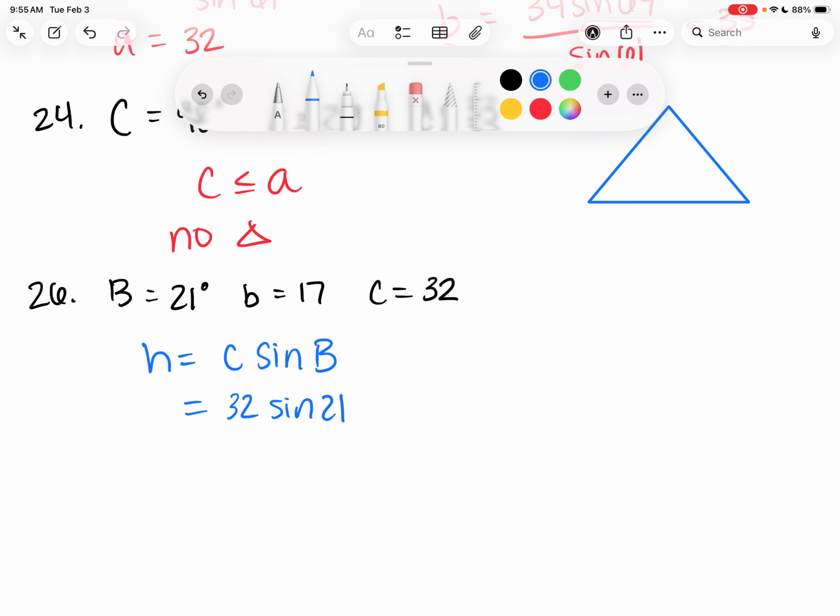And what does that give us? 11.5. So that means that H is less than B is less than C. So what scenario do I have there?